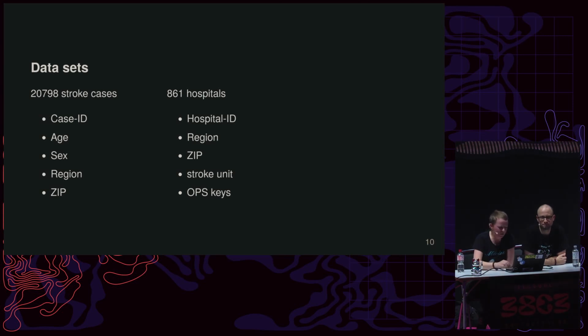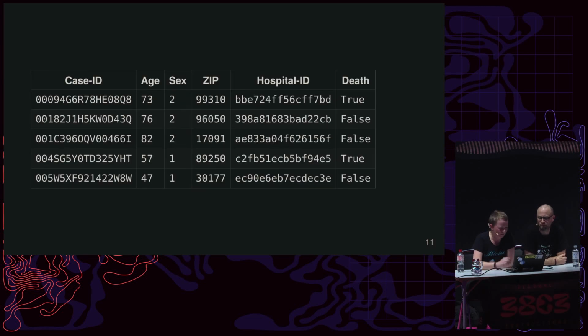We took both of these datasets and made one of them. This is what a random database table looks like, without any privacy, just the data that we talked about. On the left, you will see a case ID, and with this case ID, some variables like the age, the sex, the zip code, and the hospital ID where the stroke took place, and whether the stroke caused a death or not.